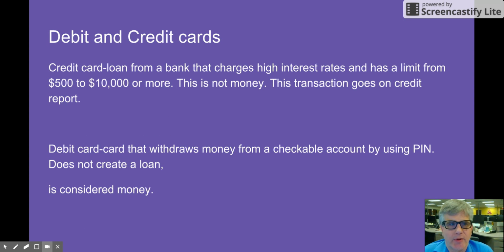There's a difference between debit and credit card. A credit card is a loan from a bank that charges a higher rate of interest. It might be 18, 19, 30%. It has a limit anywhere from 500. You can get some that are a little bit less, but on average the minimum is 500. You go to 10,000. Sometimes you get more. It is not money. A credit card is not money. It is an actual loan. Transaction goes on your credit report. If you don't pay it back, it's a negative ding on your credit report. A debit card is a card that allows you to withdraw money from a checking account by using a personal identification number. It does not create a loan, and it is considered money because you can use it just like cash.